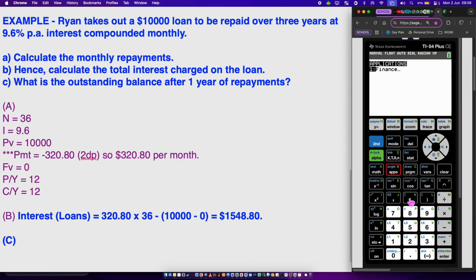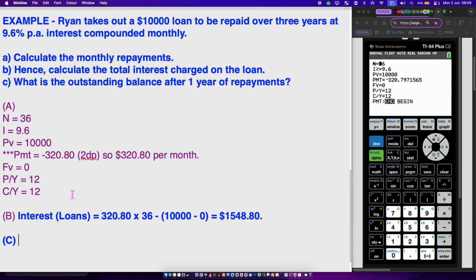Let's go back to TVM solver. What is that TVM solver saying? How much do I owe after 3 years of payments? It says up here, it's here too. 36 payments is 3 years of payments. How much do I owe the bank at the end of that? 0. If I change this to 1 year, so 12, making my payments of $320.80, am I still going to owe nothing at the end of that 1 year? No, I'm still going to owe the bank something.